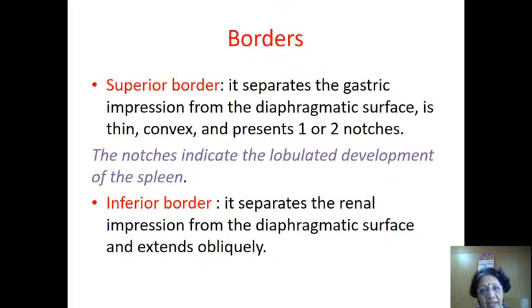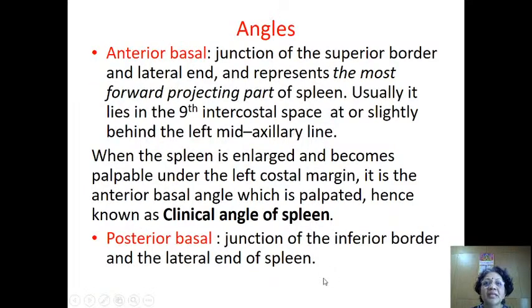And these notches are there because in development, the spleen developed in several pieces, 5 or 6 separate splenic tissue masses, which fuse together and then form the final spleen. So this notching indicates that there might have been separate parts which fused together, and this is one way of recognizing the superior border. The inferior border is close to the renal impression. So on the visceral side is a renal concavity, and then there is the diaphragmatic convexity, and this is called the inferior border. The angles I mentioned: the most forward projecting part is the anterior basal angle.